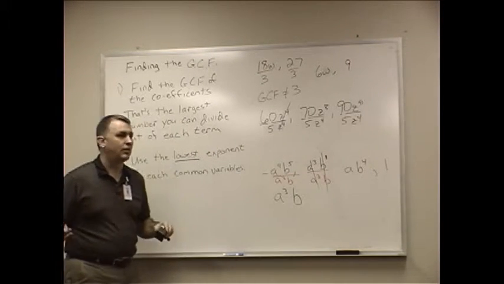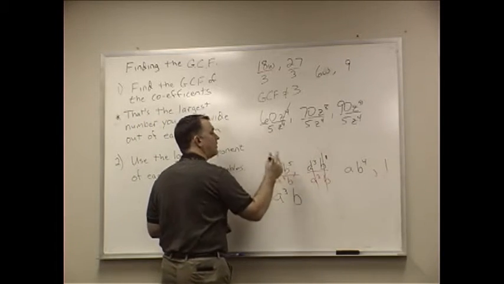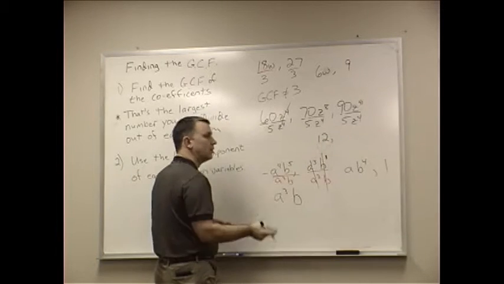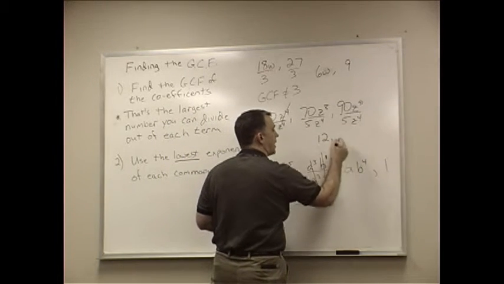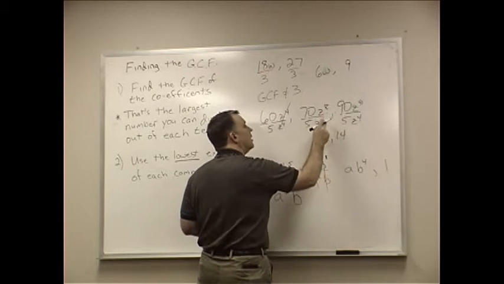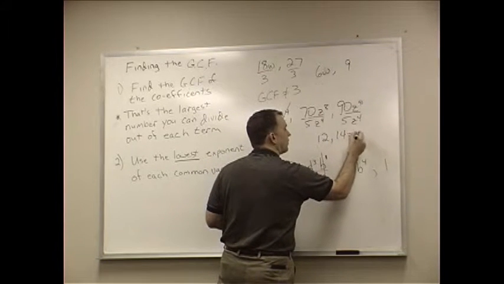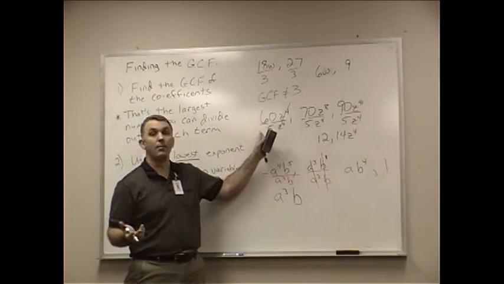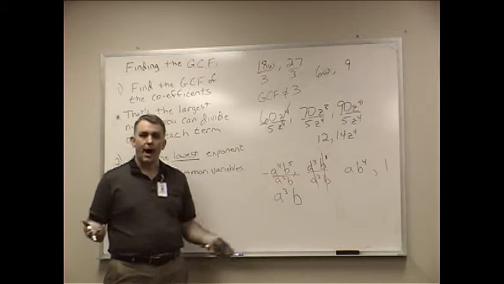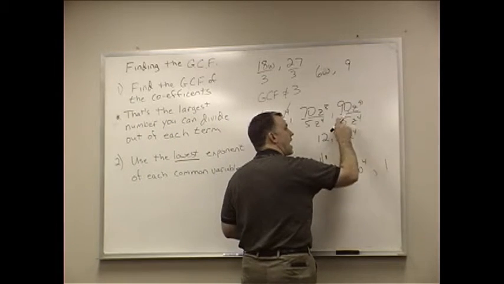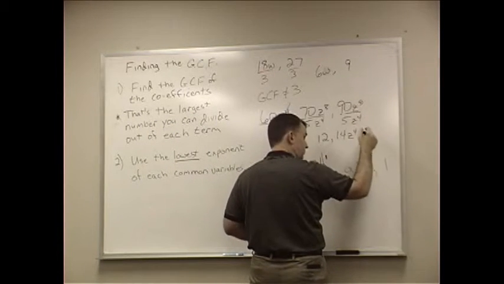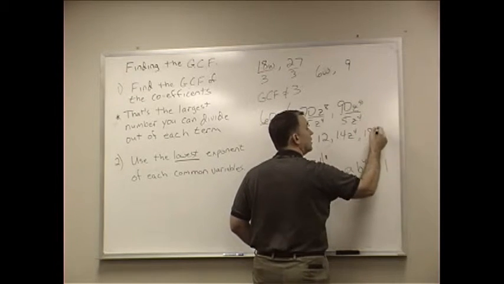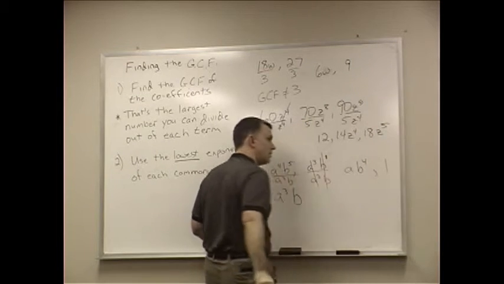of those by 5z to the 4th, 60 divided by 5, that gives me 12. The z to the 4th still cancel. 70 divided by 5, that is 14. The z to the 8th divided by z to the 4th is still z to the 4th. We didn't do anything with the z's. We just changed that number from a 10 to a 5. And last, 90 divided by 5, that is 18, z to the 5th.